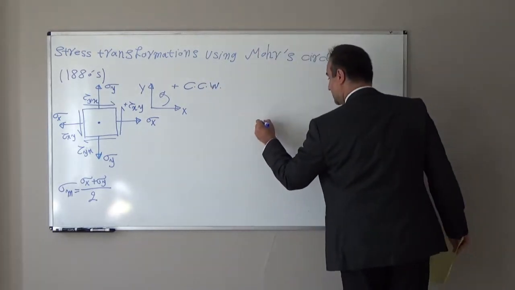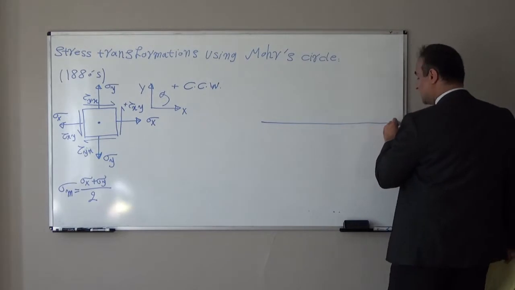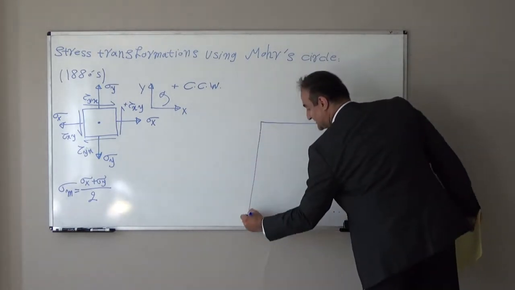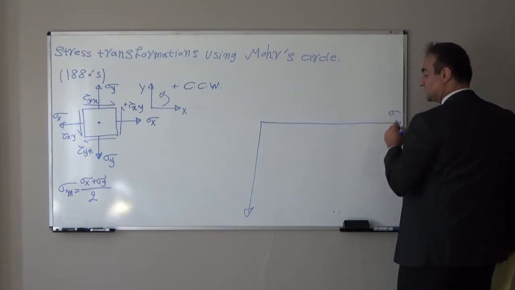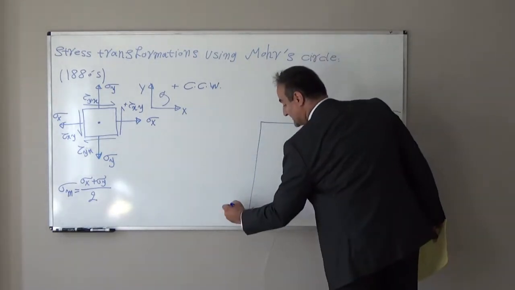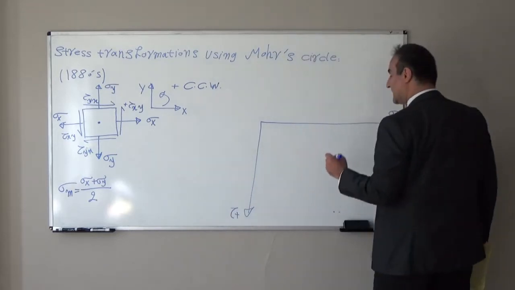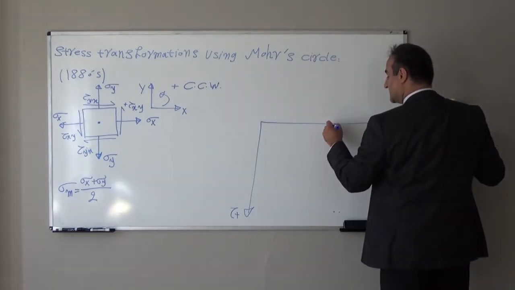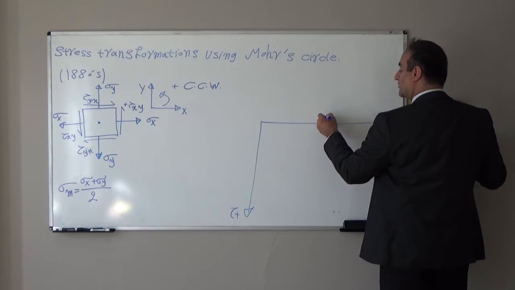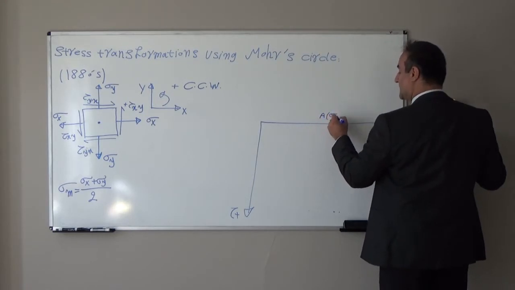So what we had here: the x-axis we call normal stress, and the y-axis we call tau, downward I assume it is positive. Here it was the center point, point A, and its coordinate was mean stress and 0.